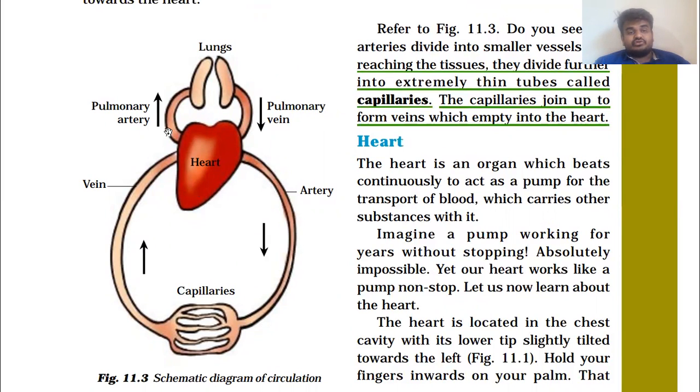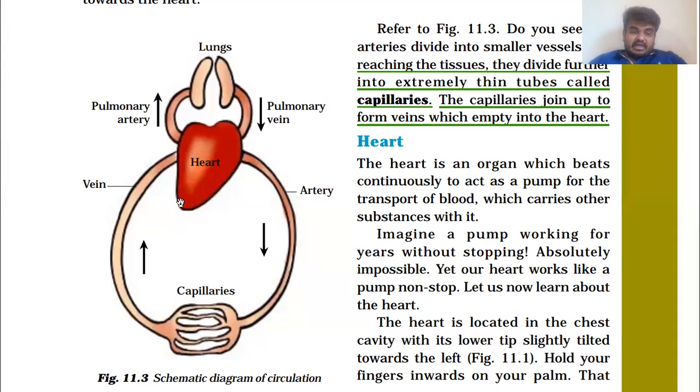Here also, this pulmonary artery carries the blood from the heart to the lungs. So we can say this blood must be rich in carbon dioxide. The blood that is being carried by the pulmonary artery from heart to lungs must be rich in carbon dioxide. After that, the lungs send the blood which is rich in oxygen. After enriching in oxygen, this blood comes to the heart with the help of this pulmonary vein.